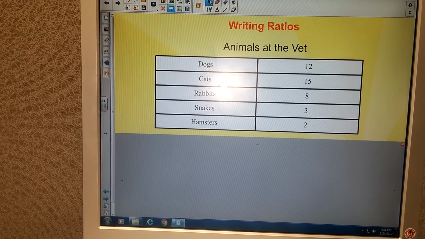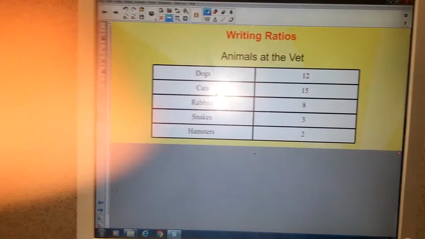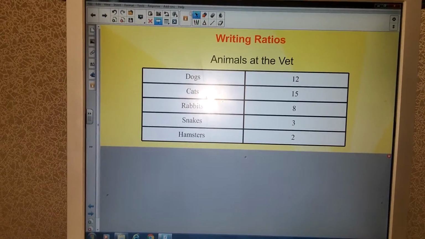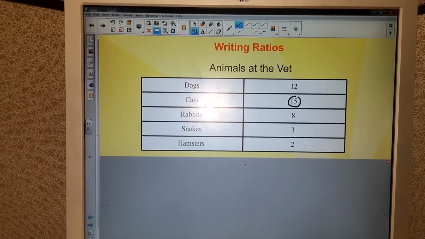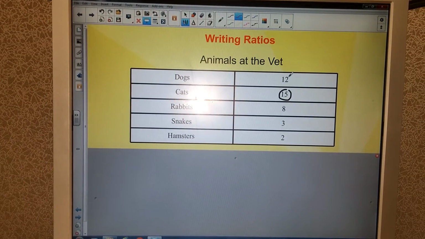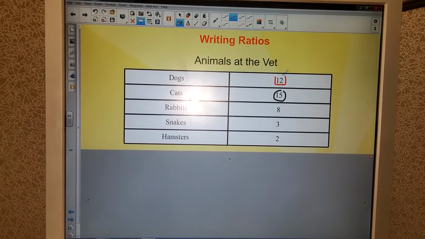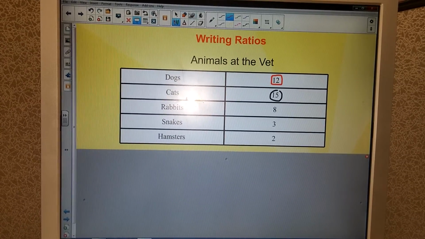Before we look at any questions, there's a couple things that you should notice about the chart. First of all, when you look at it, you should be able to tell what animal there is the most of. Well, 15 is the largest number, and 15 represents cats. So there's the most cats. We can also tell there's 12 dogs, which represents the second most amount, and there's very few snakes and hamsters.